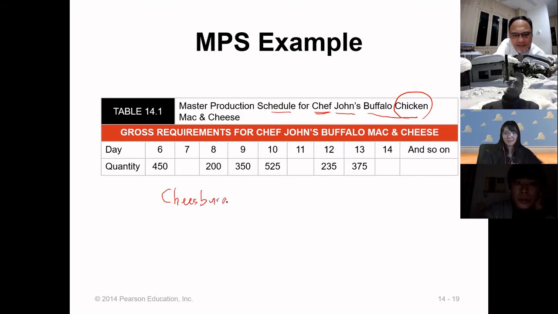Cheeseburger? Liang, cheeseburger? I prefer fish burger. Okay.